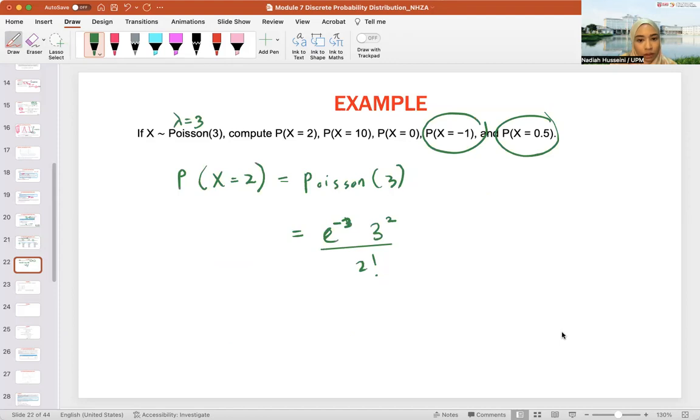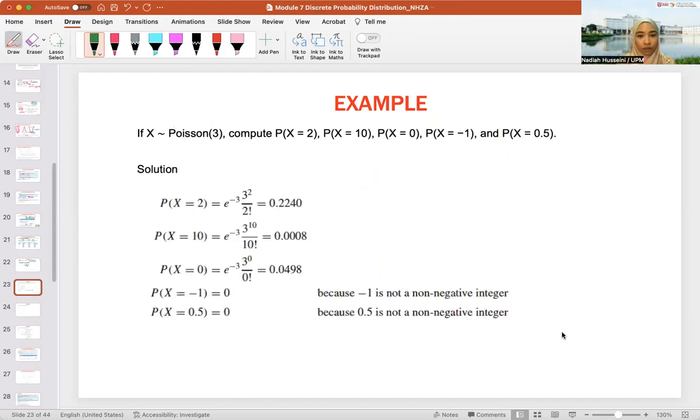Okay, so that is how you expand the Poisson distribution. You have to know what your np or your lambda is, and you have to know whether this is x equals to something or x less than something or x is greater or less than. You have to know how to rephrase the question. So this is your answer.